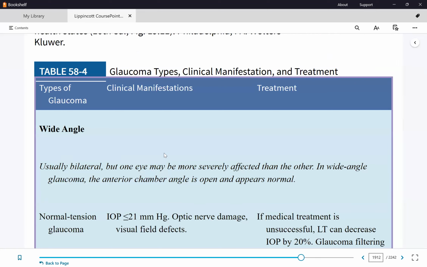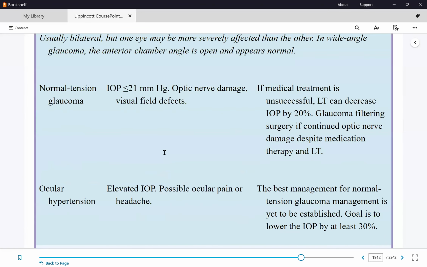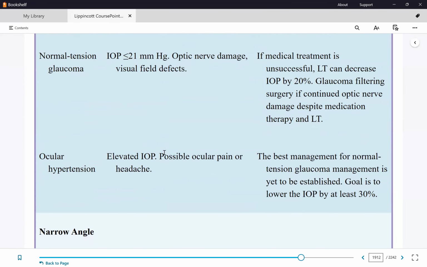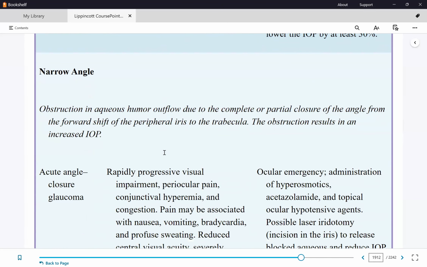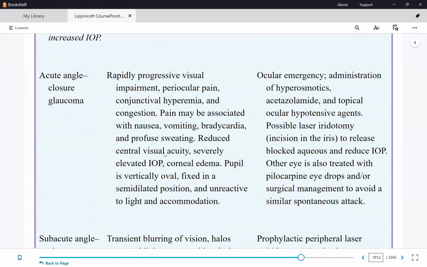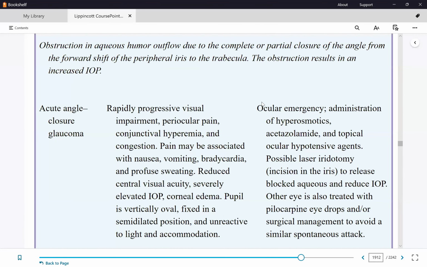There's a table here. Like I said, we will only do the two most common, which are wide angle and narrow angle glaucoma. We'll skip the normal tension; that's not very popular. But again, because there is the life-threatening type, which is acute angle closure glaucoma, this will be included, because this is an ocular emergency. Here, the third column tells you it's an ocular emergency. So the patient needs to be seen by an ophthalmologist right away and undergo surgery.